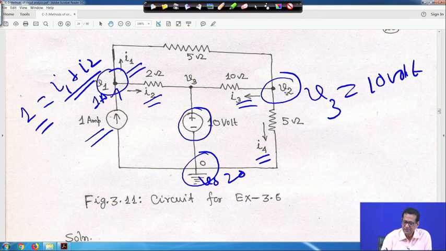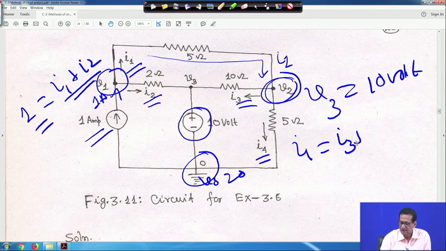Similarly, if you apply KCL at this node, this I1 current is flowing like this, flowing like this. So, this I1 current is entering into node 2, and I3 and I4 are leaving. So, I1 is equal to I3 plus I4, right.